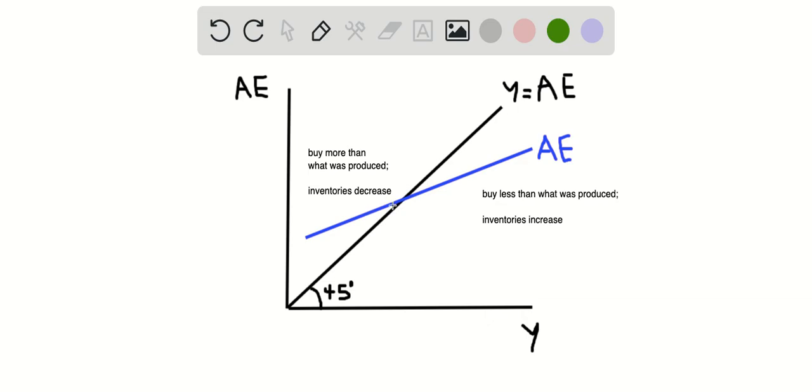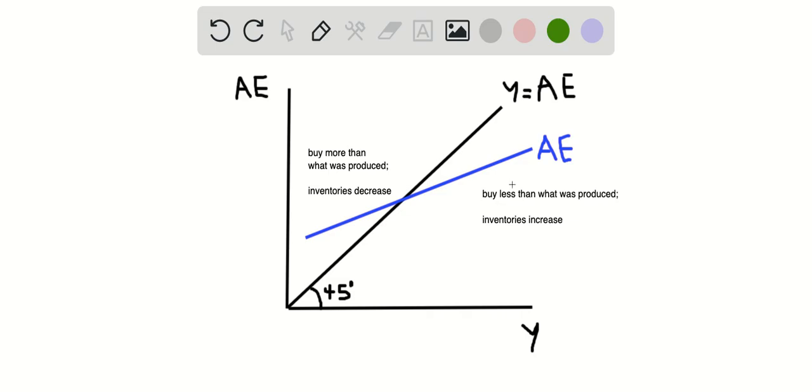So if we look at this area over here on the left, where aggregate expenditure is more than GDP, that means that people bought more than what was produced, right? So in that case, if we bought more than what was produced this year, we had to buy from inventories that we had produced in years prior, right? So our inventories decreased because we were dipping into them to exceed our expenditure over our GDP this year.